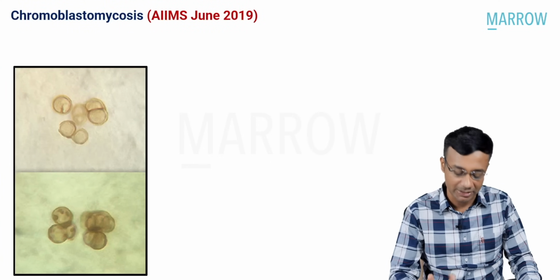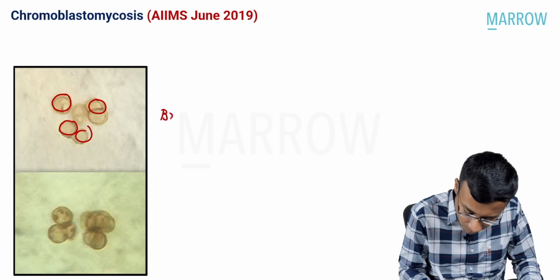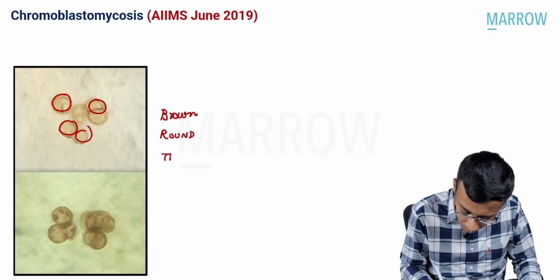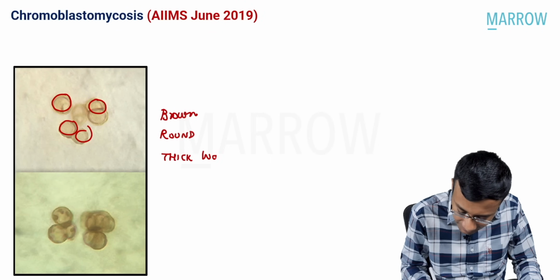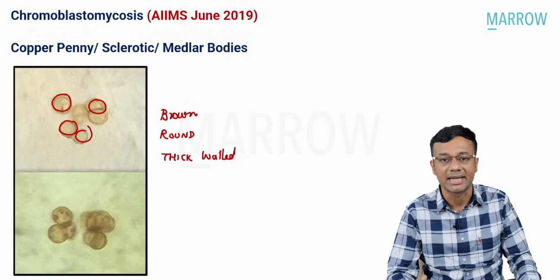And when you do a potassium hydroxide mount, what do you see? You see these brown, round, thick-walled bodies. What are the names of these bodies? These bodies are also referred to as copper penny bodies, sclerotic bodies, and medlar bodies.